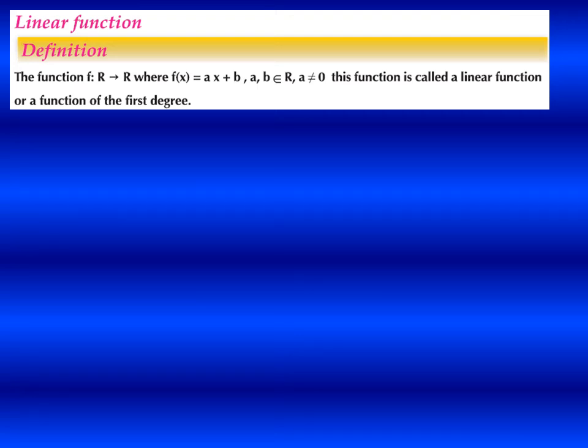Linear function. The function f from R to R, where f(x) = ax + b, a and b belong to R, and a doesn't equal 0. This function is called a linear function, or a function of the first degree.